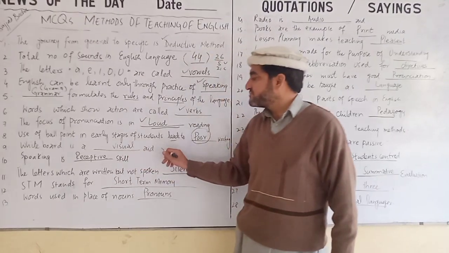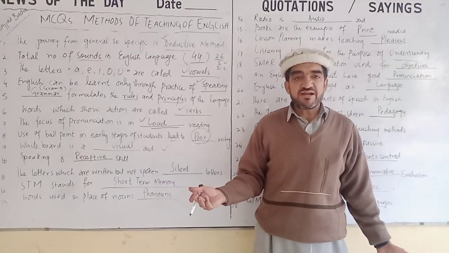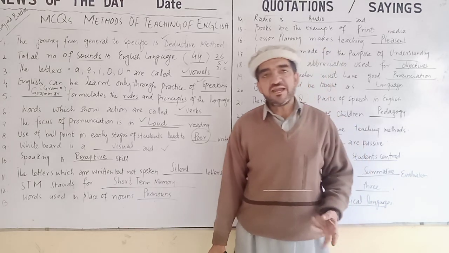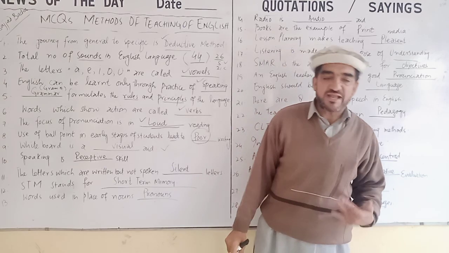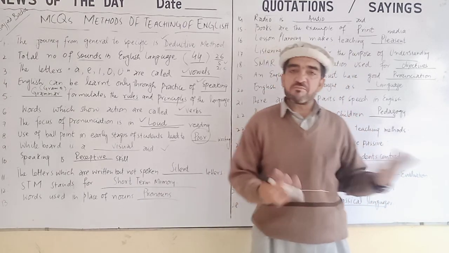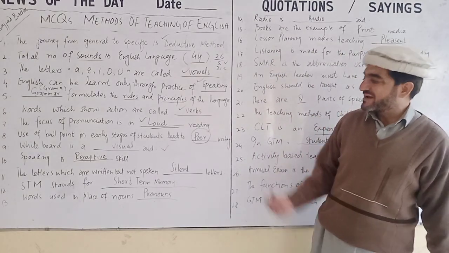Whiteboard is a visual aid. AV aids, you have already heard about it, AV aids means audio visual aids. Some are audio, some are visual, and some are both audio and visual. For example, TV.